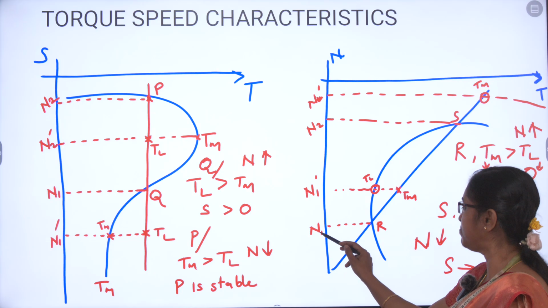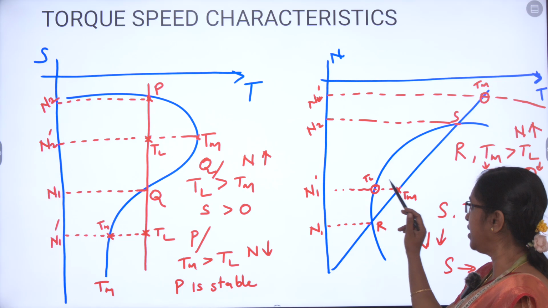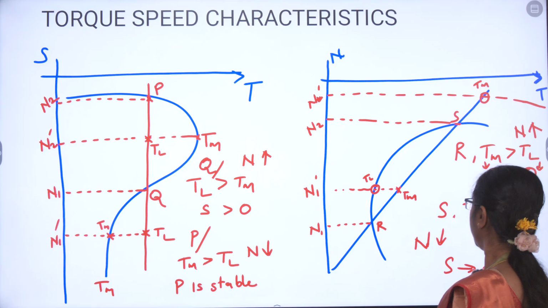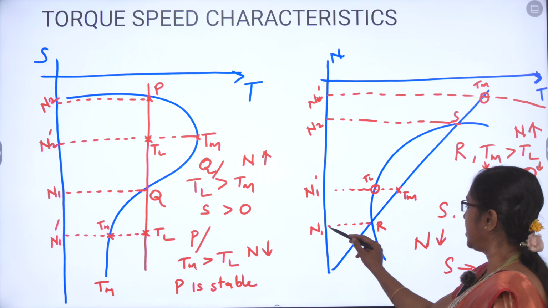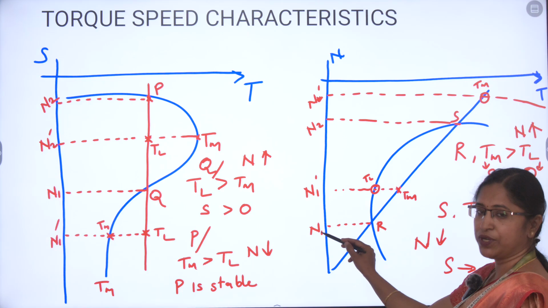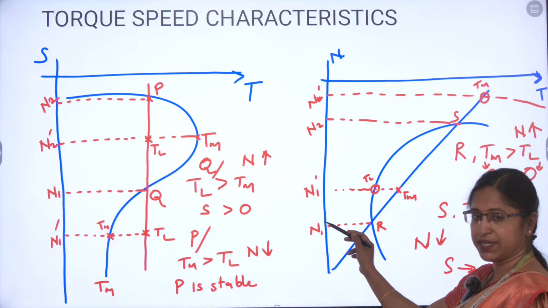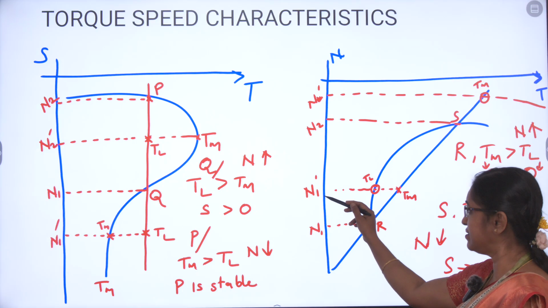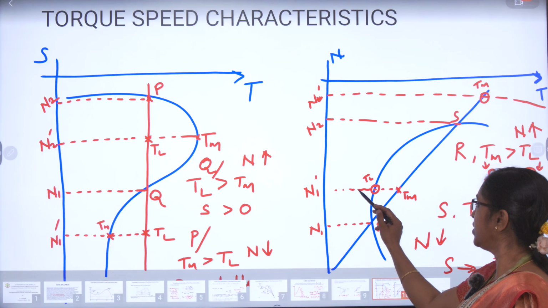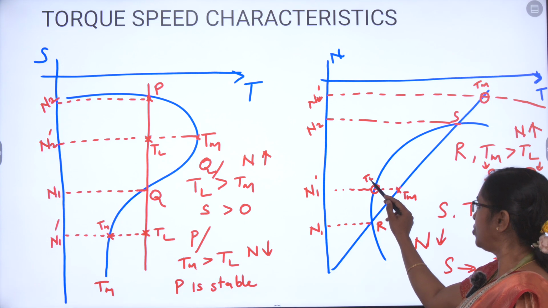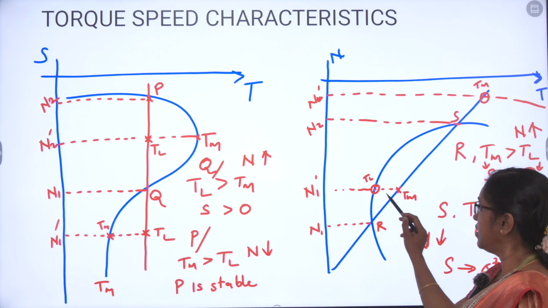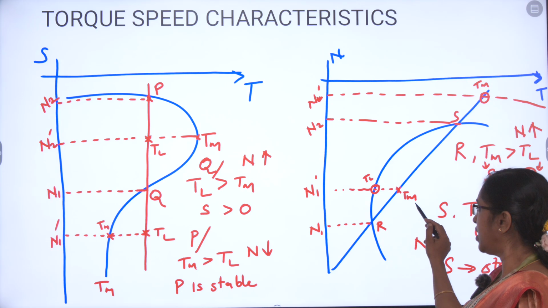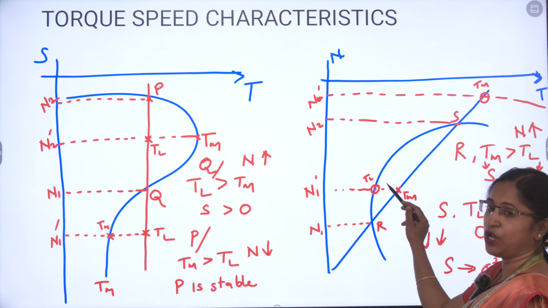Let us assume the speed at R point is N1. Here both the values are positive. Now I am going to give a disturbance. I am going to increase the speed from N1 to N1 dash, and because of that we get 2 points. One is load torque, the other one is motor torque. Now if you compare the magnitude of both the torques, your motor torque magnitude is greater than your load torque.